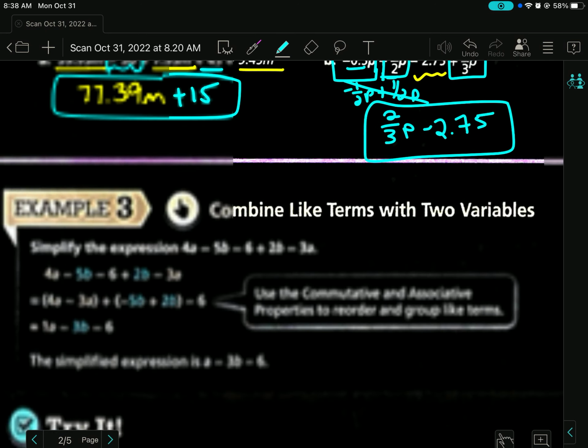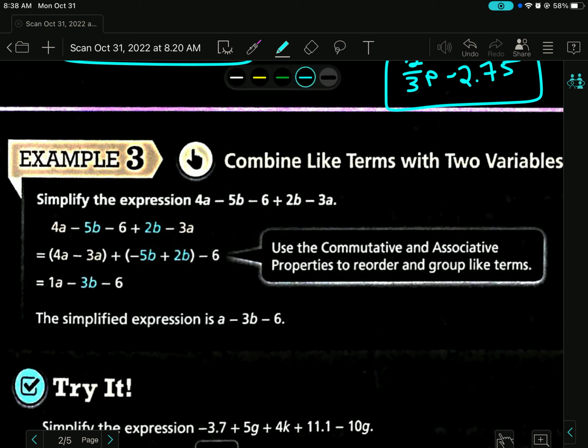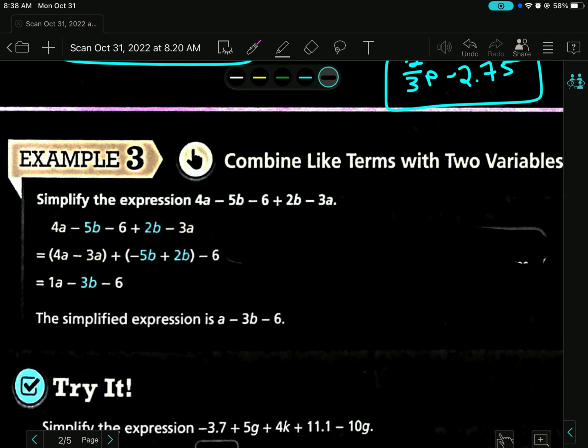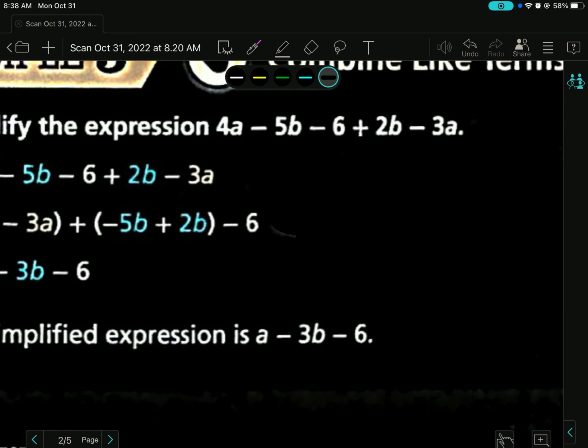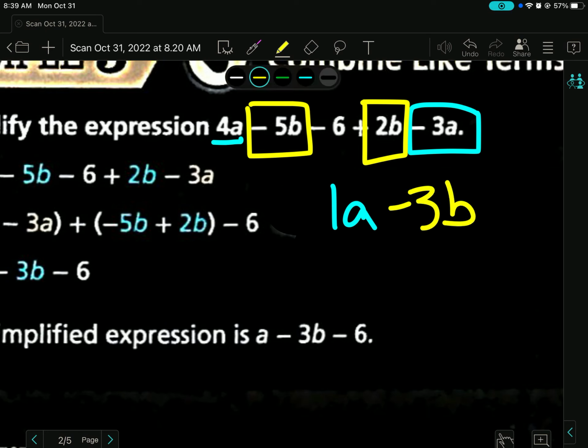All right, now sometimes we'll have more than one variable, and that's okay. We can deal with that. So in this case, we have A's and B's. A's can only go with A's, and B's can only go with B's, and constants can only go with constants. So I'd be like, okay, I have a 4A and a minus 3A, that's 1A. And then my B's: I have negative 5B plus 2B, so that would be negative 3B.